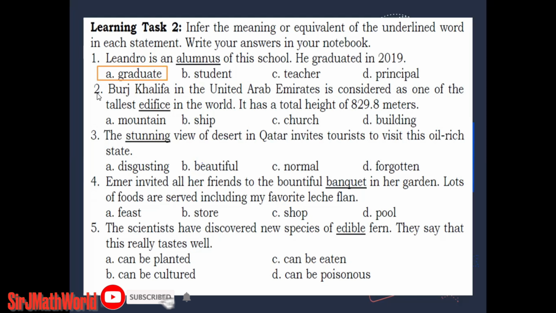Number 2, Burj Khalifa in the United Arab Emirates is considered as one of the tallest edifices in the world. It has a total height of 829.8 meters. What is the other word or the equivalent word of edifice? A. Mountain. B. Ship. C. Church. D. Building. So the answer is building.